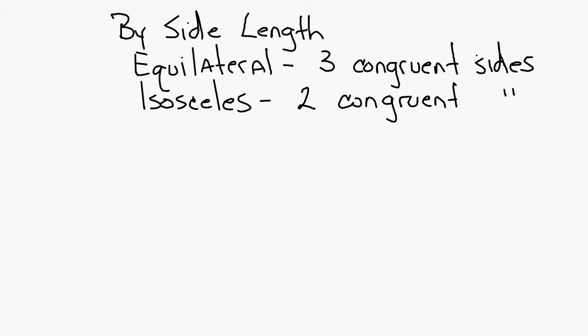Is that spelled I-S-O-S-C-E-L-E-S? Isosceles. Third type of triangle by side length is called scalene. And that has no congruent sides. None of the sides are the same.